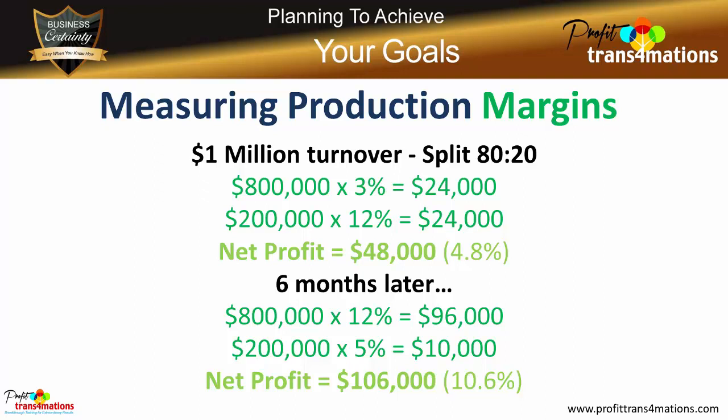Now, these sort of results are very achievable, but the reason why businesses rarely achieve these sort of improvements in profit margins is because of one thing. They really don't know how to measure production effectively to see the gross margins and net profit margins that are happening by segmenting the types of work that they do. So let's take a look at that in a bit more detail.